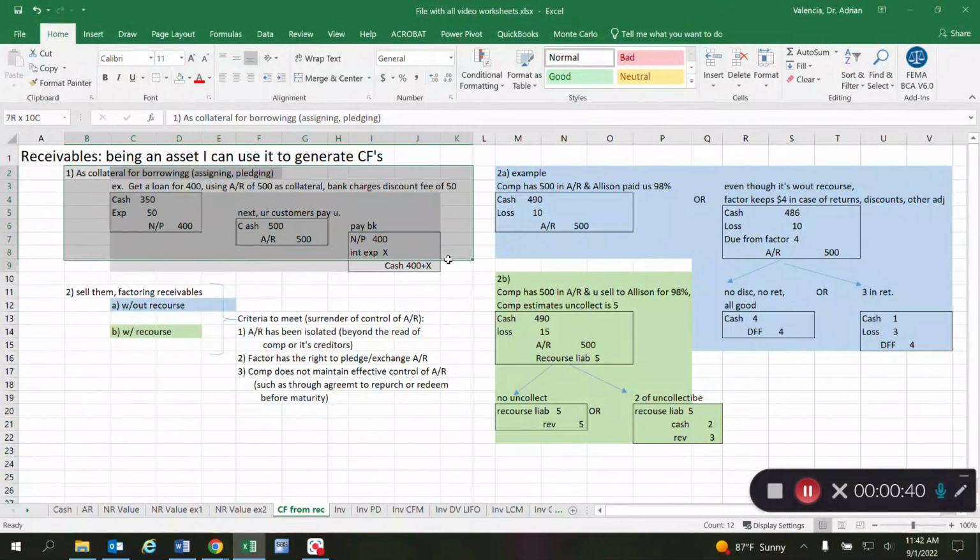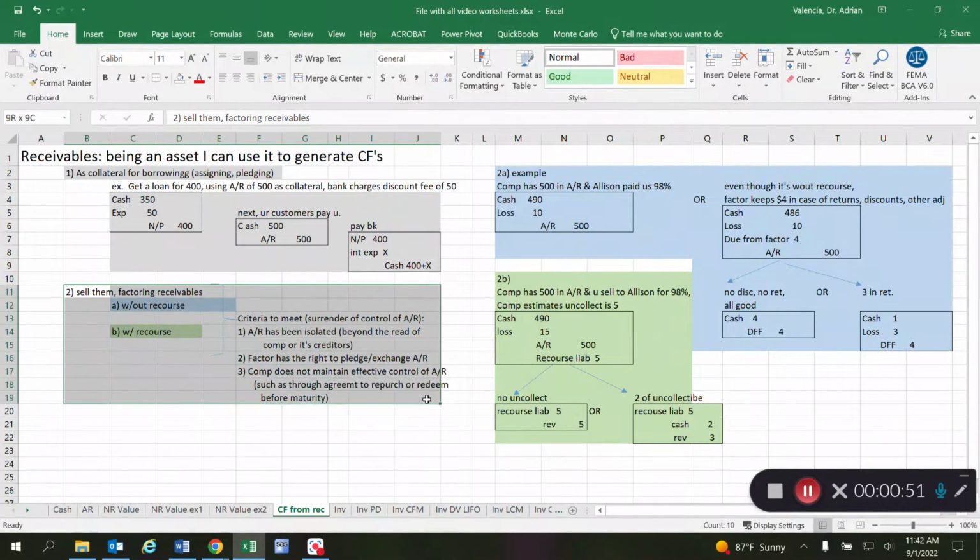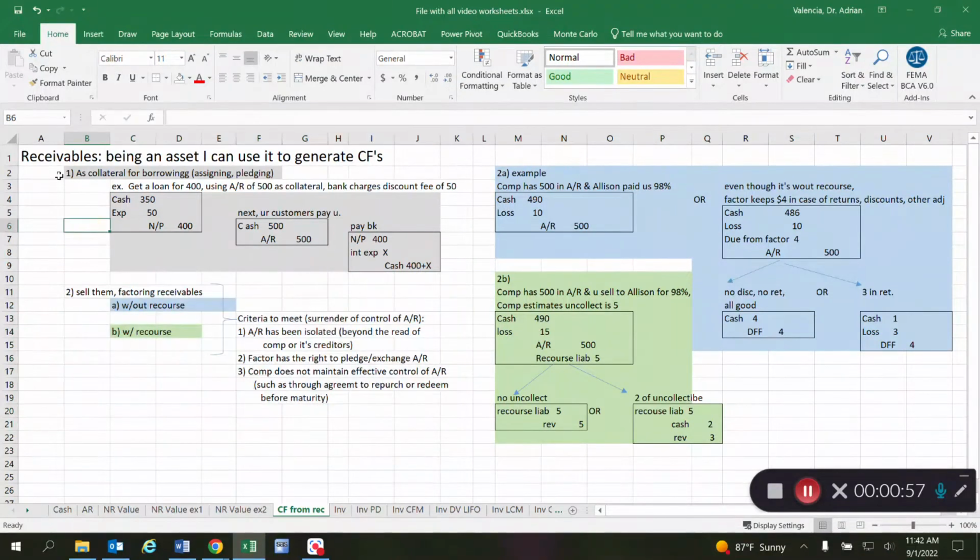So what we'll have in this video is I'm going to discuss number one, borrowing against the receivables, which we would call assigning or pledging the receivables. And then the other option, which is outright selling the receivables. That's going to be the topic or the discussion afterwards. So let's begin with the borrowing against your receivables.